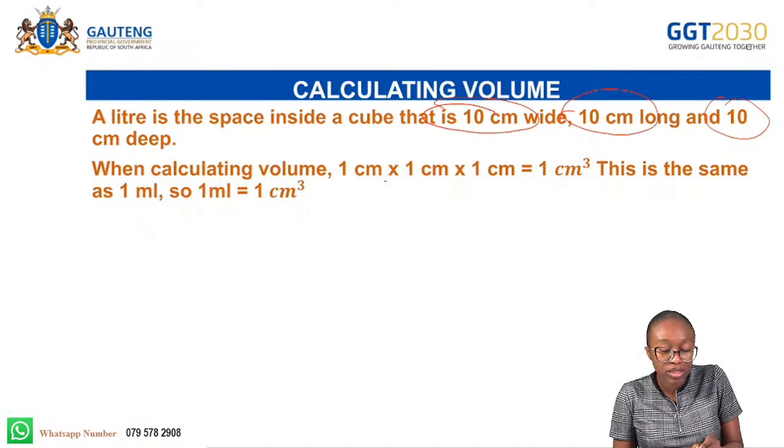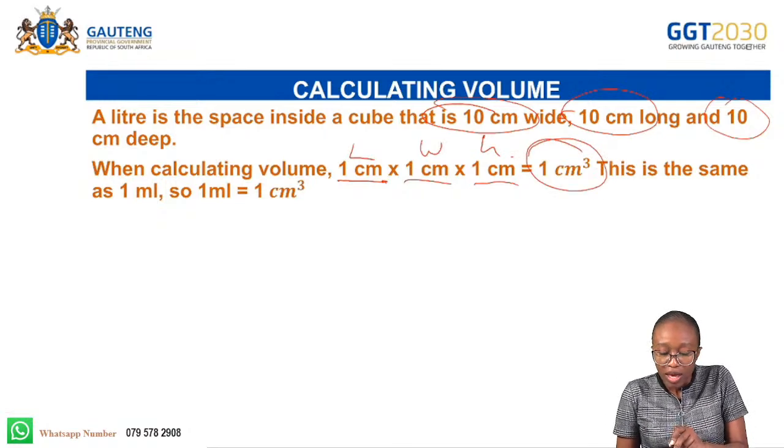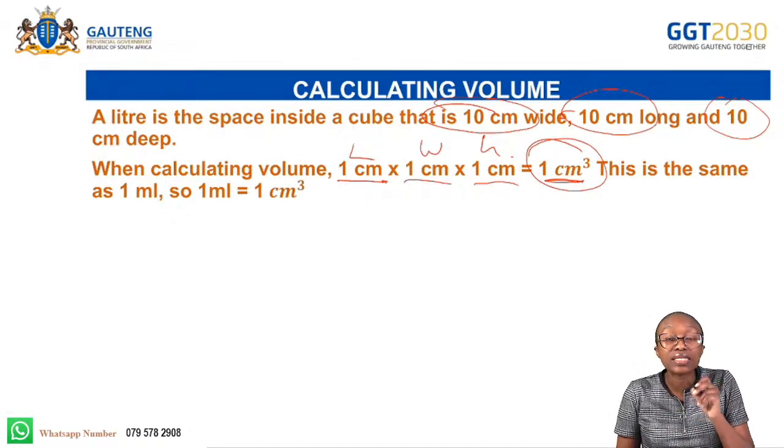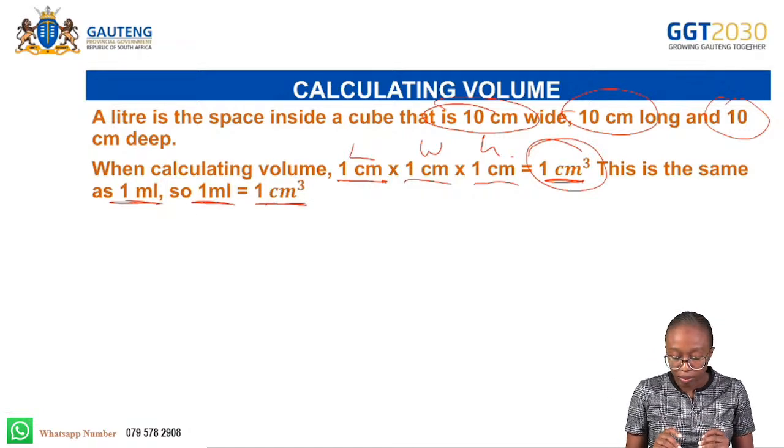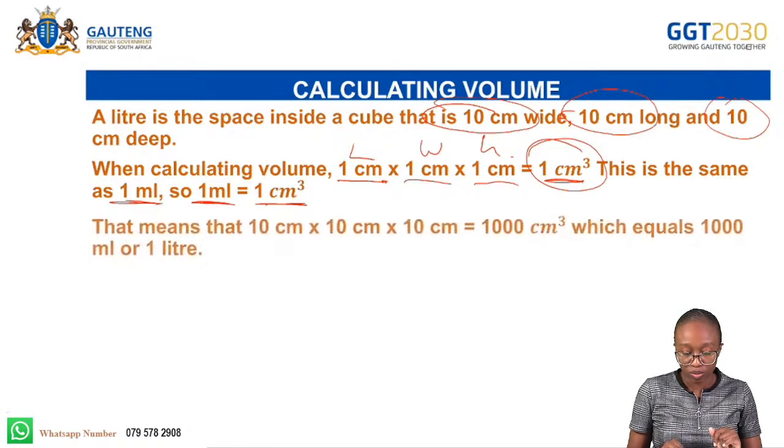When calculating volume, for example, let's say you've got a cube that is 1 centimeter in length, 1 centimeter in width, and 1 centimeter in height. You say length times width times height, and you get 1 cubic centimeter. That 1 cubic centimeter is the same as 1 milliliter. So 1 milliliter is equal to 1 cubic centimeter.